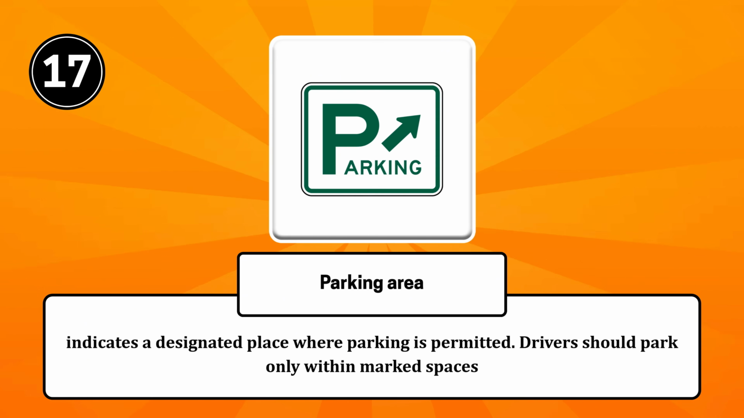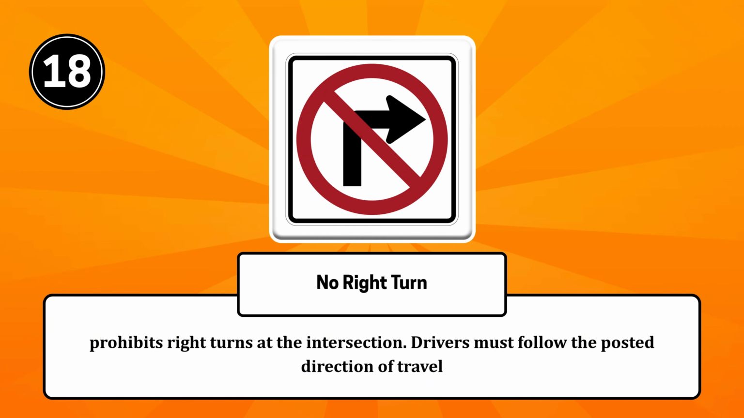The parking area sign indicates a designated place where parking is permitted. Drivers should park only within marked spaces. The no right turn sign prohibits right turns at the intersection. Drivers must follow the posted direction of travel.